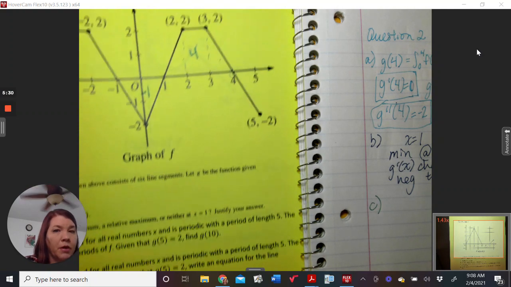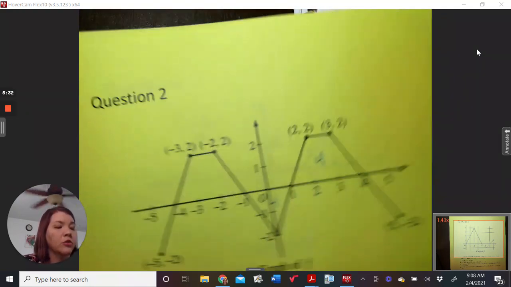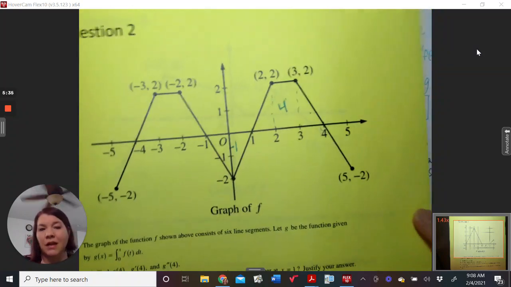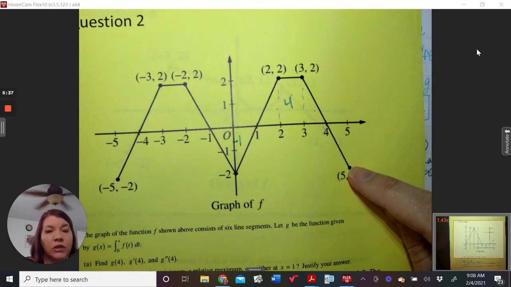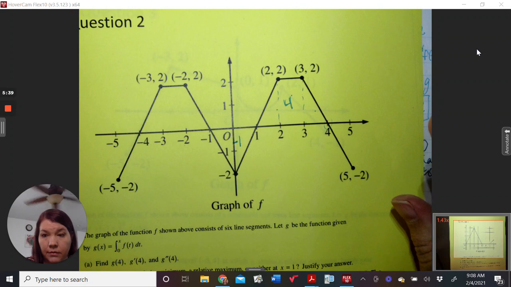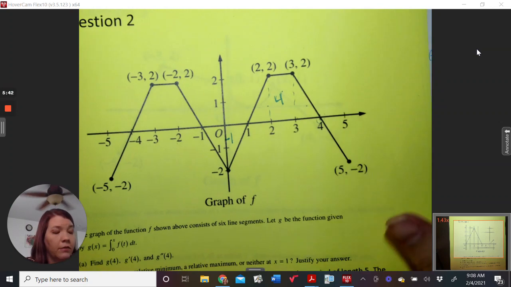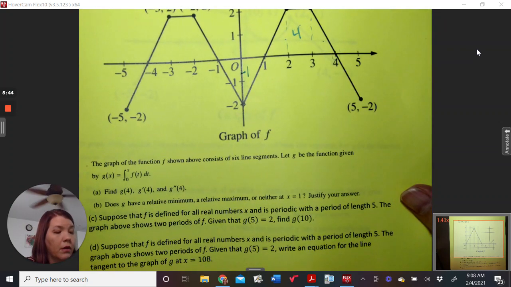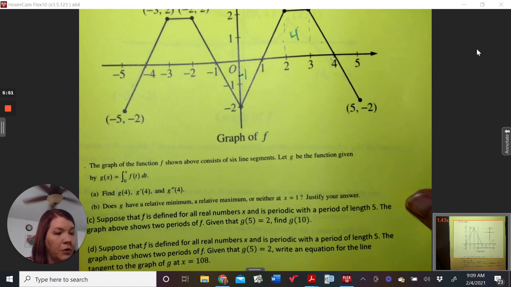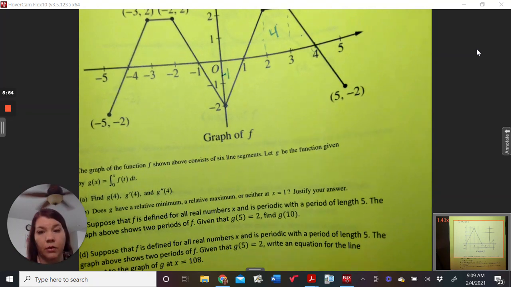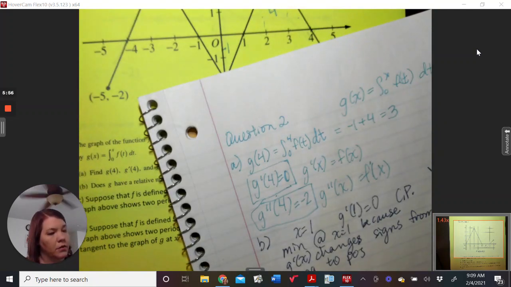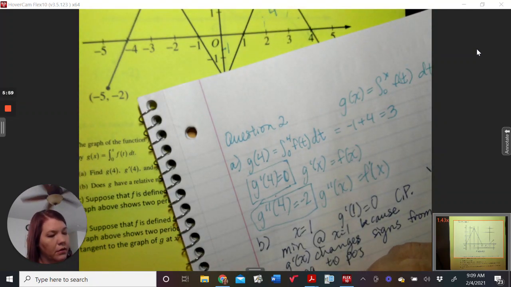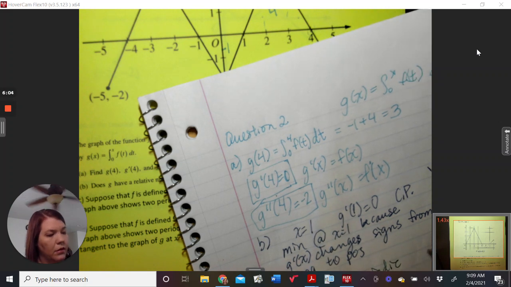Okay. So periodic, meaning that it repeats itself. 2 periods are shown, just kind of like sine and cosine. They're saying that it repeats itself. If g of 5 is 2, what's g of 10? Okay, f is periodic. So f is periodic. Period is 5.